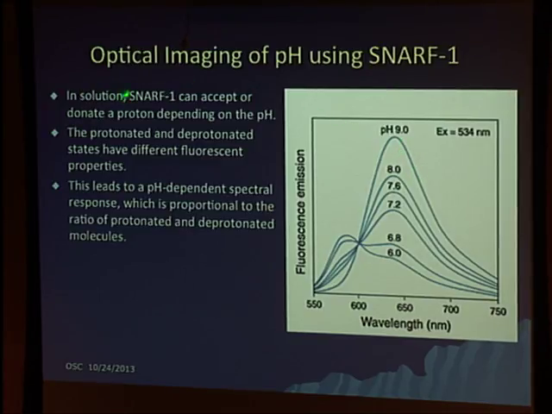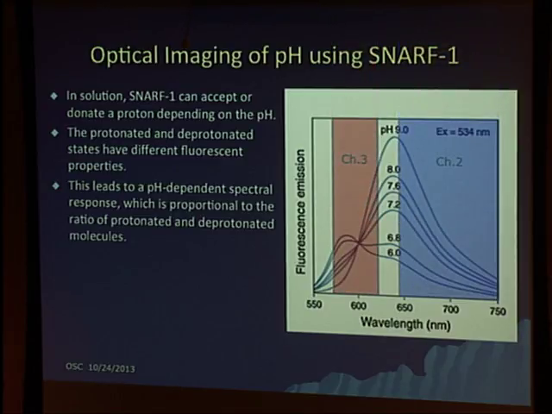And so we've used this SNARF1 dye, which has fluorescent properties. When it's protonated and deprotonated, it changes its spectral emission properties. Its fluorescence emission changes as a function of pH. So if you take a measurement in 2 different spectral bands, you can come up with a ratio of 2 signals that is monotonic with pH. And so with calibration, you can convert a measured ratio into a pH.